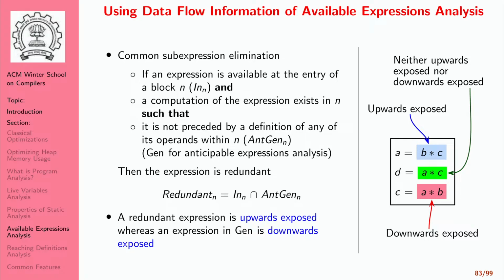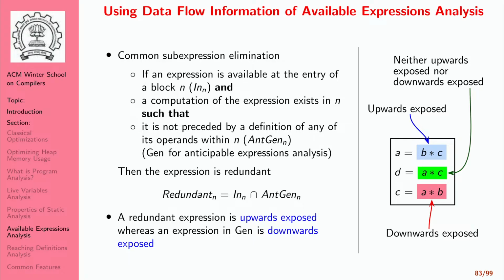When we talk about availability of the expression, we want in the set gen the expressions that are downwards exposed, whereas when we eliminate the expression, for example here we want this expression to be upwards exposed if you were to do common sub expression elimination. Okay, that is all that is to available expressions analysis.